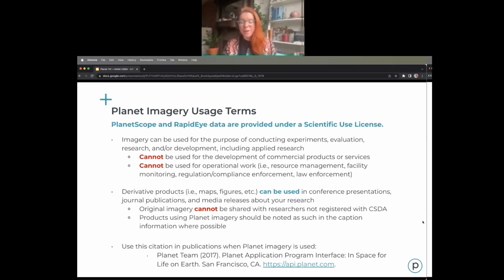If you create something like a map or a figure, it would be great to note that the imagery is from Planet in the figure caption. And then we have a publication that we ask people to use as a citation if you do use Planet data in your work, which is referenced at the bottom here.